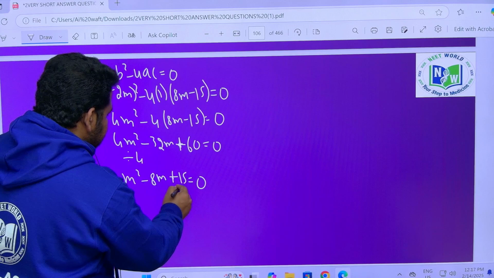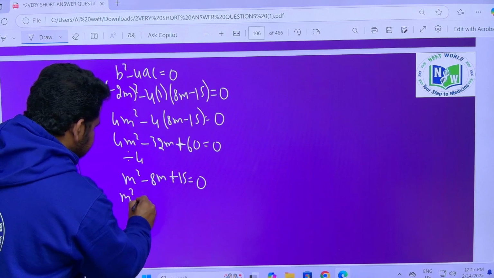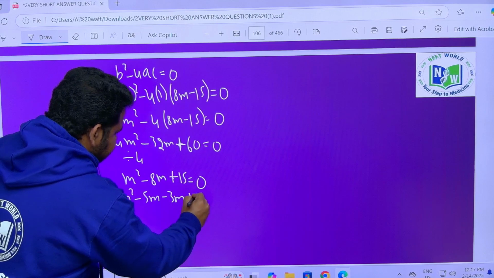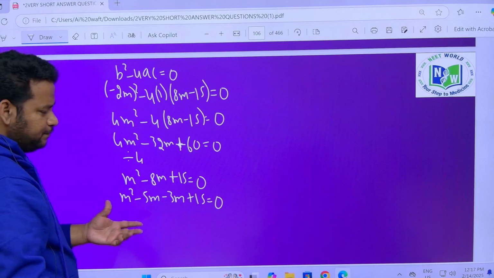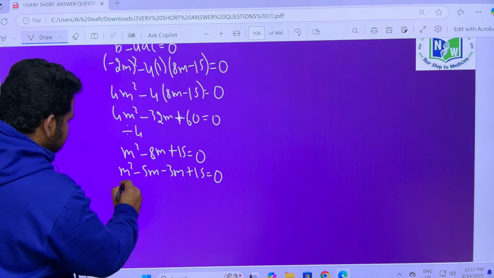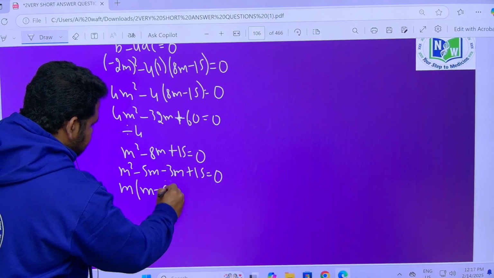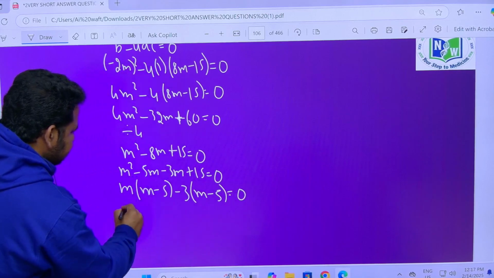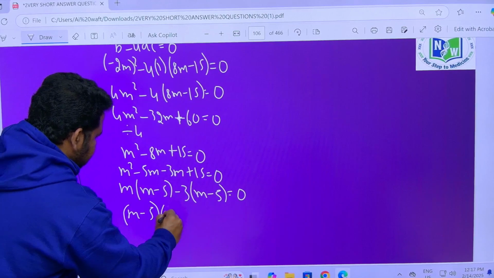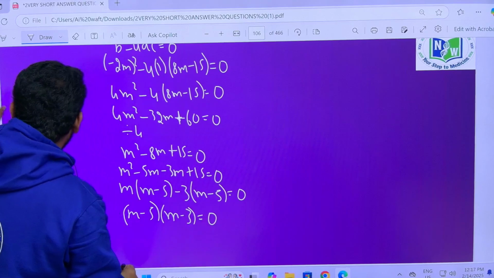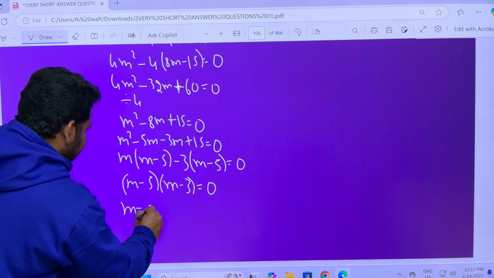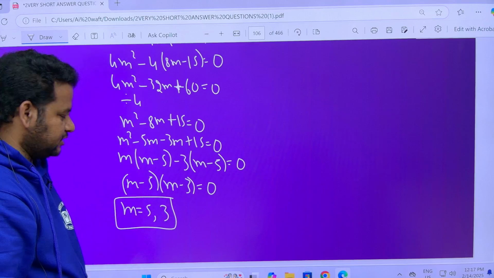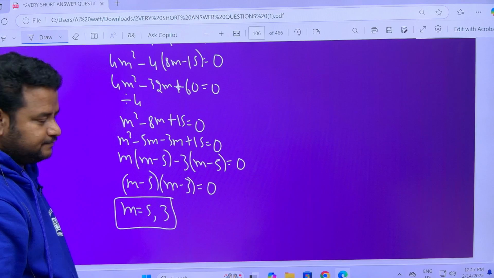m square minus 8m plus 15 is equal to 0. So this can be written as m square minus 5m minus 3m plus 15 is equal to 0. I hope you are at inter level and you know how to split the middle term. So m into m minus 5 minus 3 into m minus 5 is equal to 0. This gives us m minus 5 into m minus 3 is equal to 0, so m is equal to 5, 3. So m has 2 values, m is equal to 5 or m is equal to 3. You can write it like this.